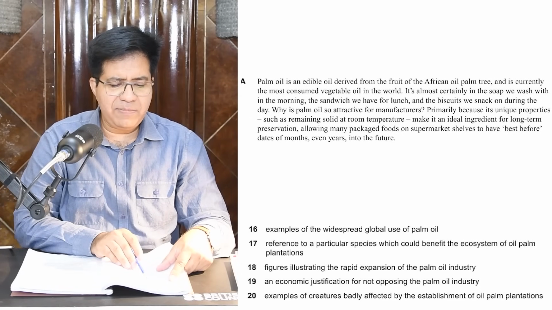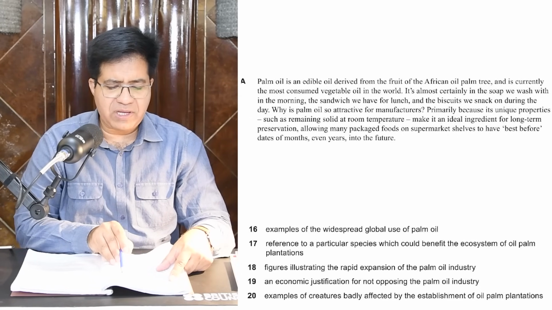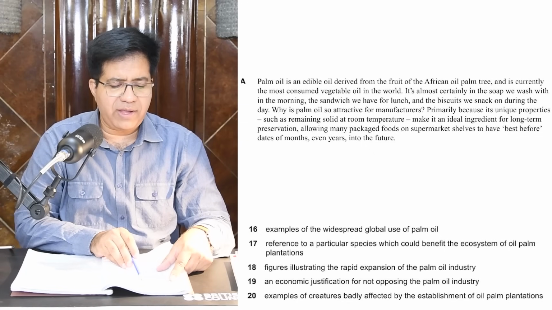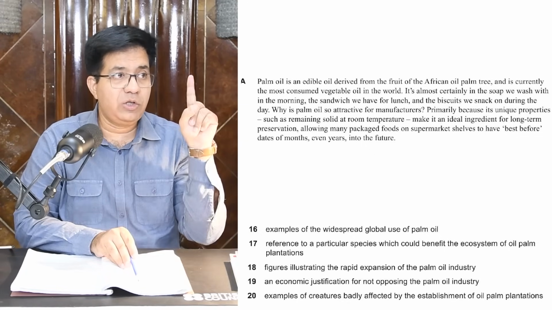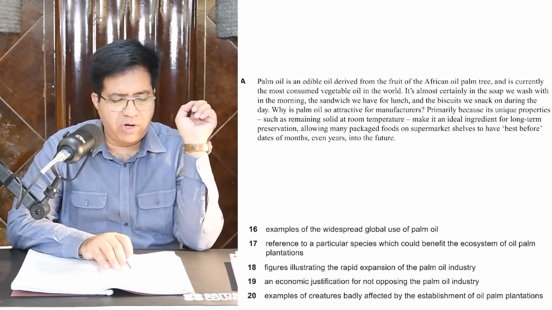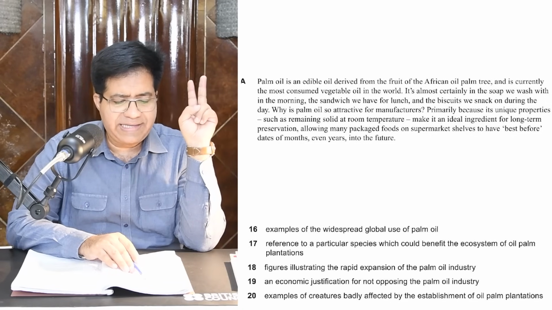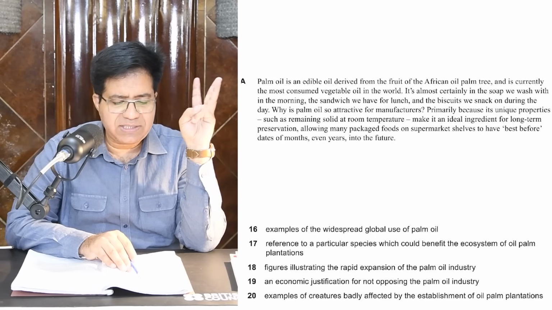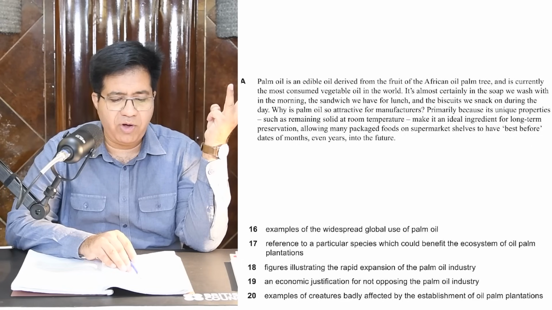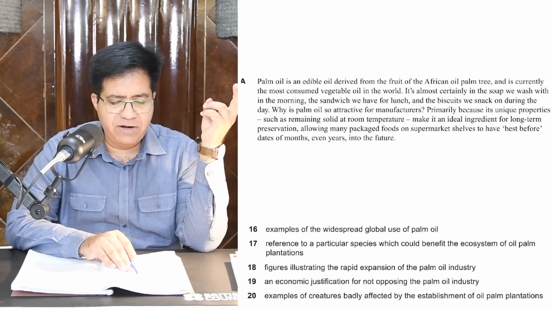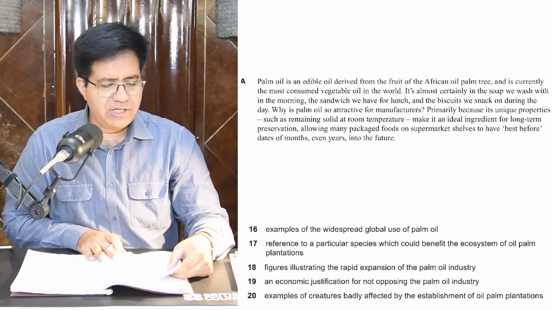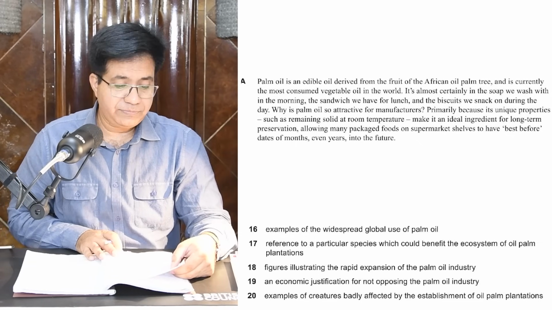Palm oil is an edible oil derived from the fruit of the African oil palm tree and is currently the most consumed vegetable oil in the world. Now this is global. Let's read on. It's almost certainly in the soap we wash with in the morning, the sandwich we have for lunch, the biscuits. Now what are they? Examples of global use of palm oil. That example is soap, sandwich, biscuits, and all that. So the correct answer for question number 16 is A.